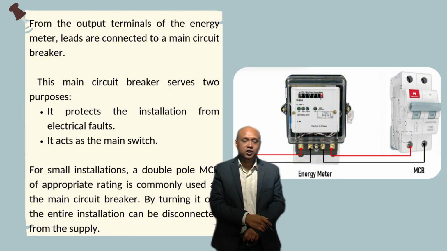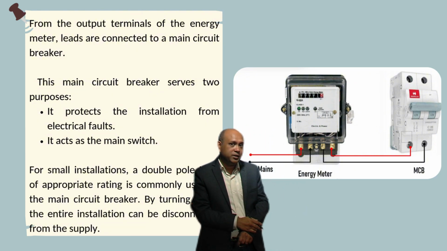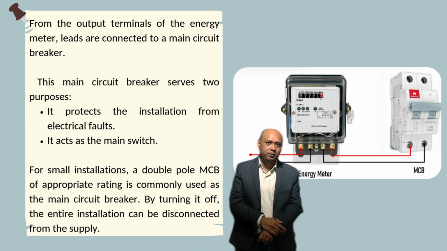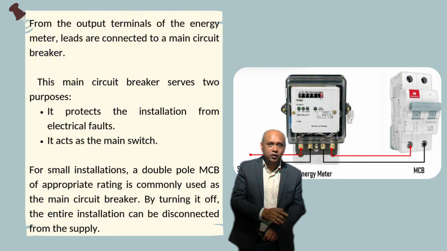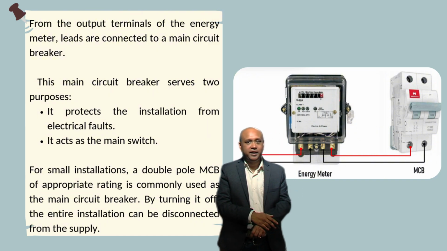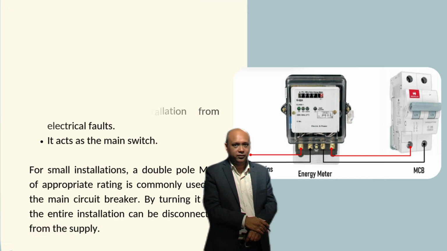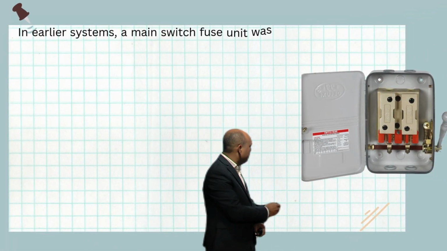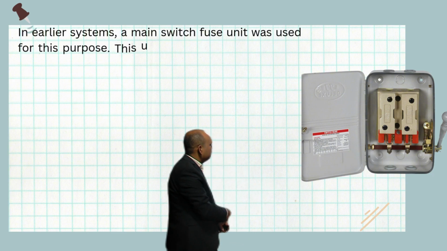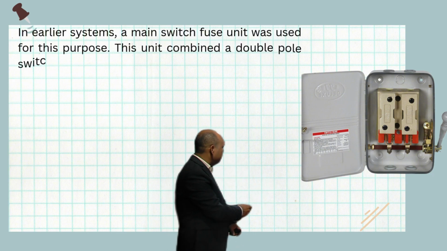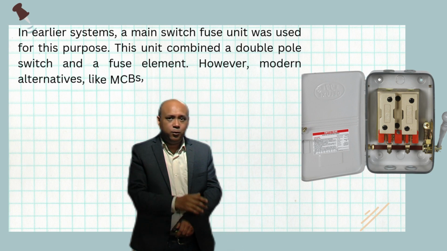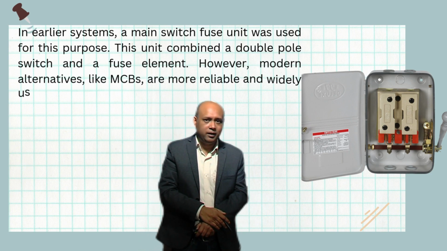For small installations, a double pole MCB of appropriate rating is commonly used as main circuit breaker. By turning it off, the entire installation can be disconnected from the supply. In earlier systems, a main switch fuse unit was used. So this is the image of a main switch fuse unit. This unit combined a double pole switch and a fuse element.